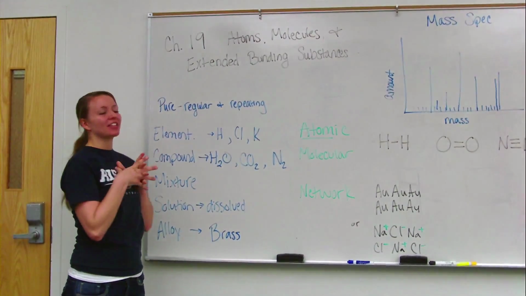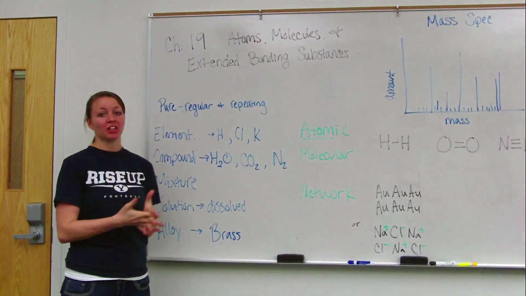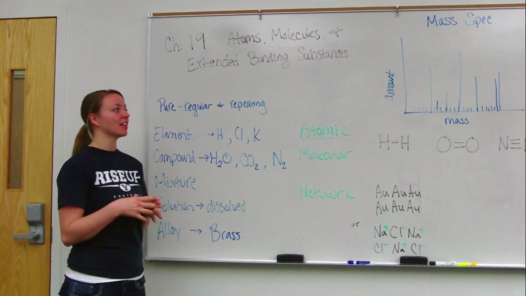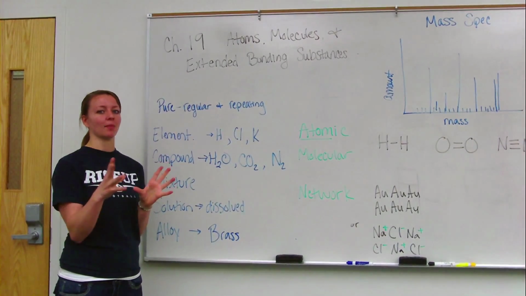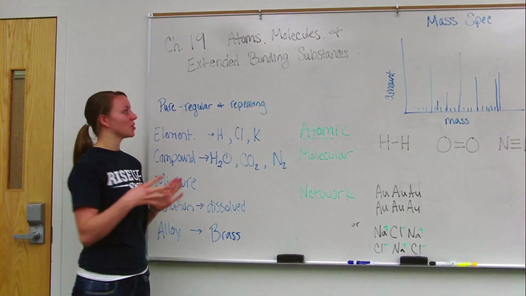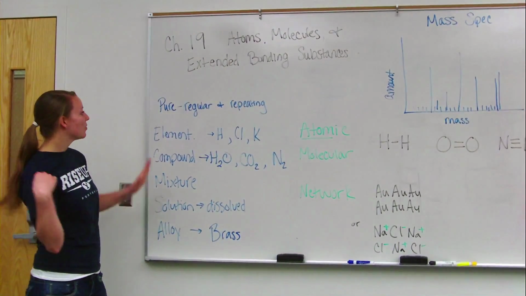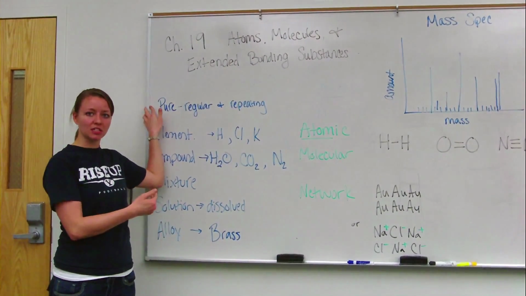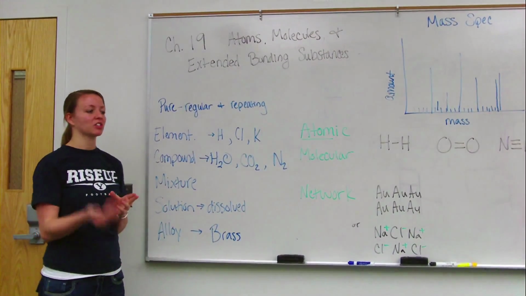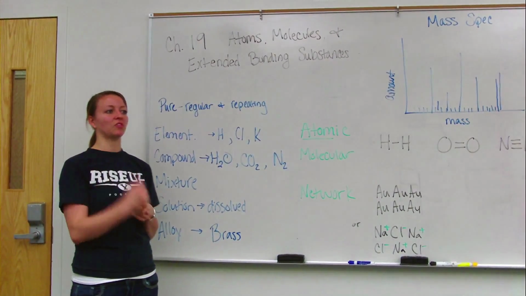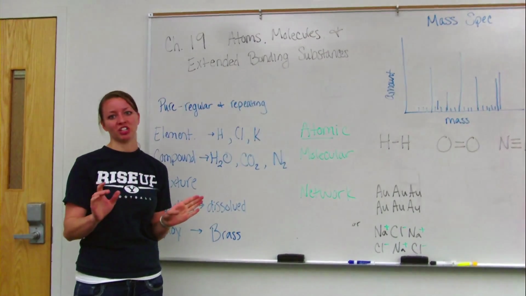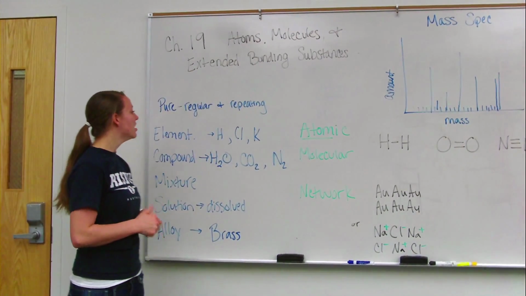So this is chapter 19, Atoms, Molecules, and Extended Bonding Substances. And this chapter has a lot of vocabulary in it that you'll need to know, and then a few more in-depth materials that we'll cover. So to start with the vocabulary, we have our pure substances, and these are anything that are a regular and repeating kind of pattern. It's your molecules that have a definitive structure, so like your sodium chloride is always NaCl. There's no changing it, it will always be NaCl.